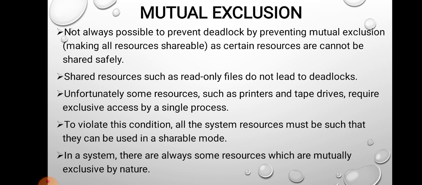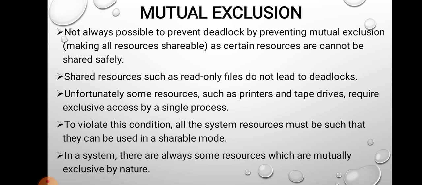Now what about shareable resources? For shareable resources, it does not require mutual exclusion. Why? As we studied in the last video, read-only files are good examples of shareable resources. If several processes attempt to open a read-only file at the same time, they can be granted access simultaneously. So here the mutual exclusion is not going to happen, and hence we can prevent deadlock.